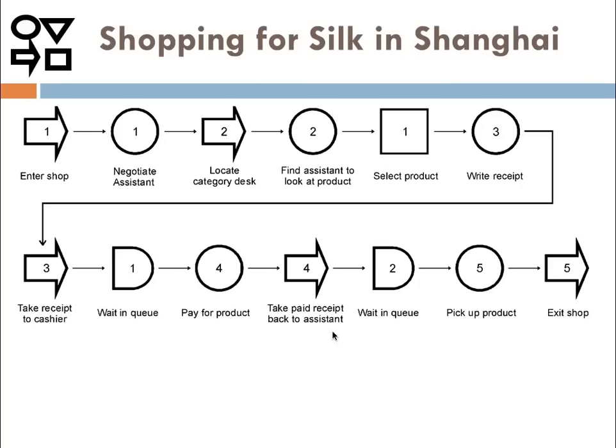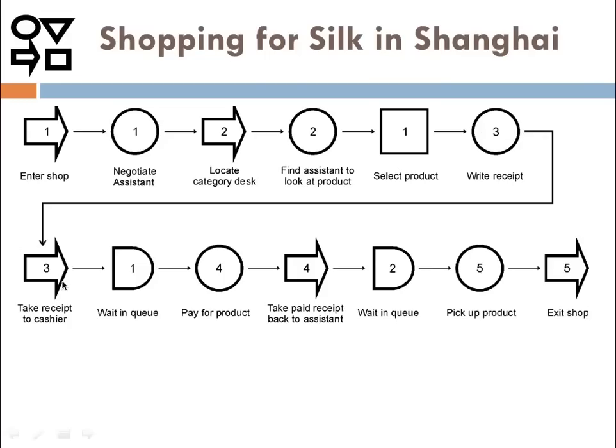Then a movement by the person to locate the category desk is represented by the horizontal T, which is transport. Then you find the assistant to look at a particular product. Again, it is an operation. Then you want to select the product. You actually do inspection of the quality of the product, which is represented by a rectangle. Once you select the product, the next operation is to write the receipt.